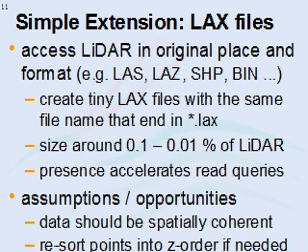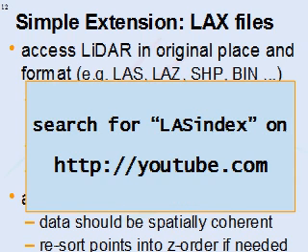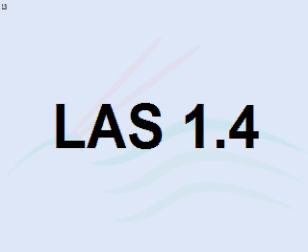For that, we have the tiny LAX files. They're very small and they basically tell you, for a given XY bounding box, where should you look in the file to find the points that are in that box. If you want to know more information, again, go on YouTube, look for LAZ index.